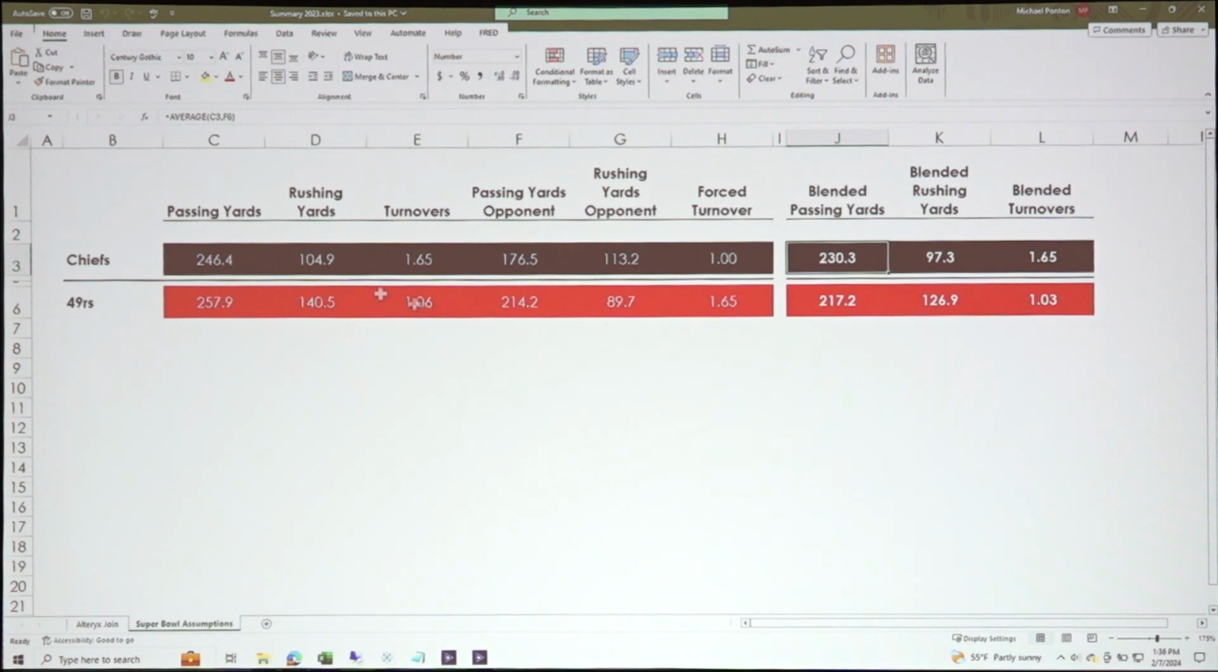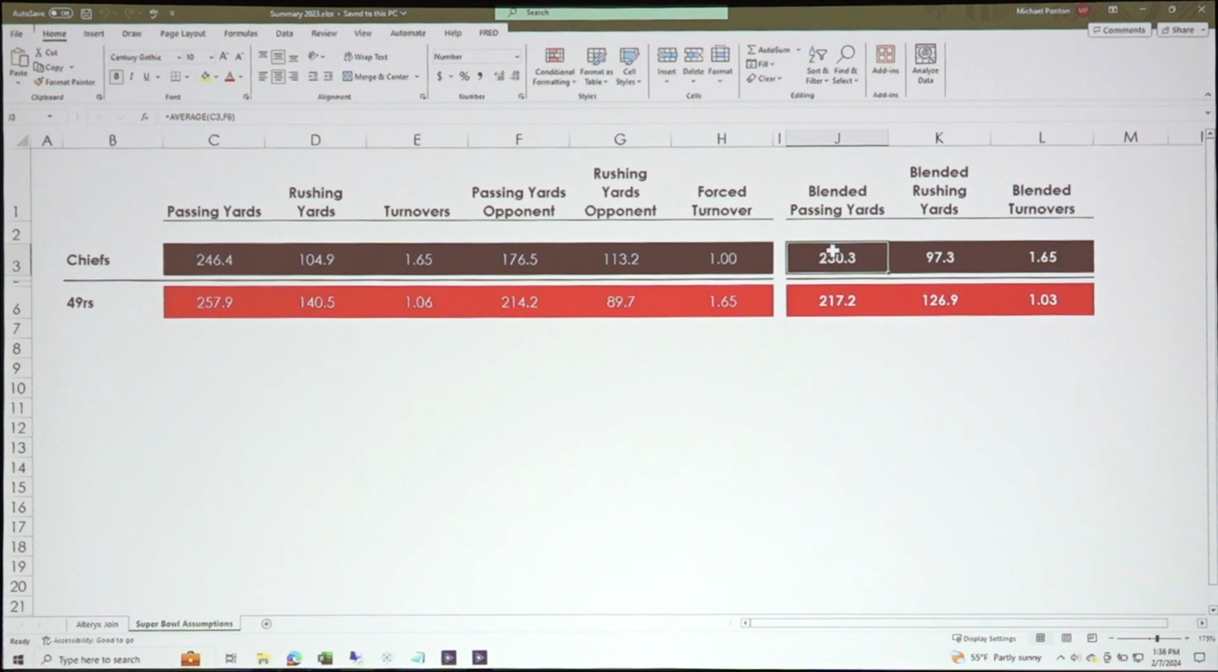Okay? And you can see this is just a table summarizing the average metrics, or certain metrics. I only use a handful of metrics in my model to forecast the score. So I have the average passing yards for each team throughout the season. Average passing yards, rushing yards, and turnovers. And then the average passing yards they typically give up, the rushing yards they typically give up, and the forced turnovers. And so I have those metrics for each team, and then I also do an average of that.